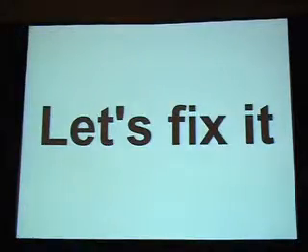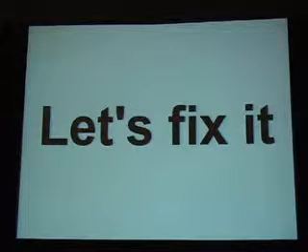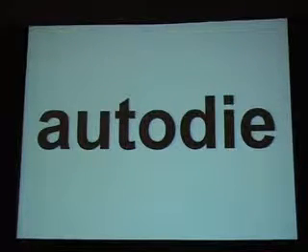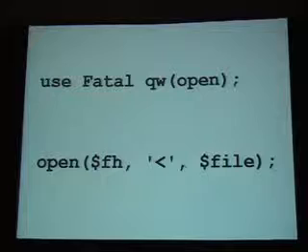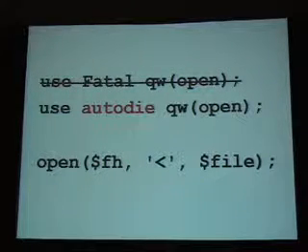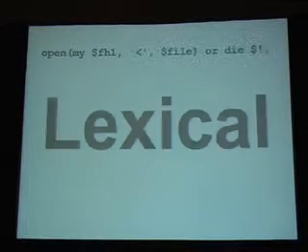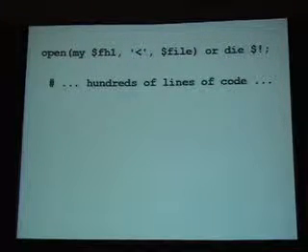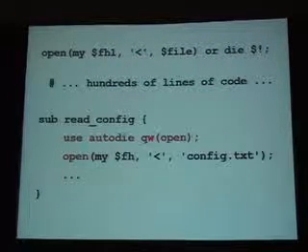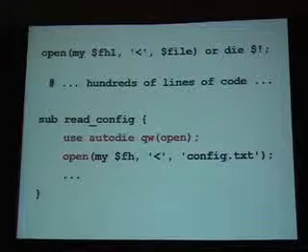let's fix it. I have just finished and properly released autodie. The way in which autodie works is anywhere you would write use fatal in your code, you now write use autodie in your code. The important thing is that autodie is lexical, so it lasts until the end of your current block. So here I've got an open, here I've got my hundreds of lines of code, here I've got use autodie open in my subroutine. That works. It only changes the open inside the subroutine. It also gives you better error messages.